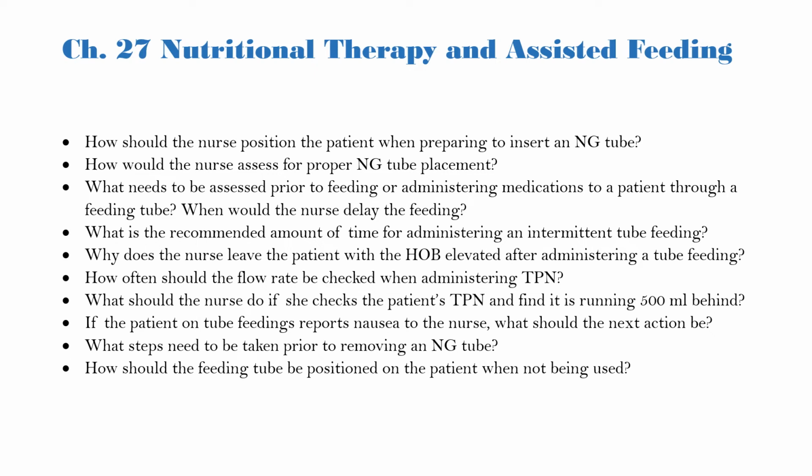How often should the flow rate be checked when administering TPN? You can find that information on page 512 in table 27.4, monitoring peripheral parenteral nutrition and total parenteral nutrition. Under item to assess, it says flow rate, and then it says when to assess is every 4 hours. So you should be assessing the flow rate on your TPN every 4 hours throughout your shift.